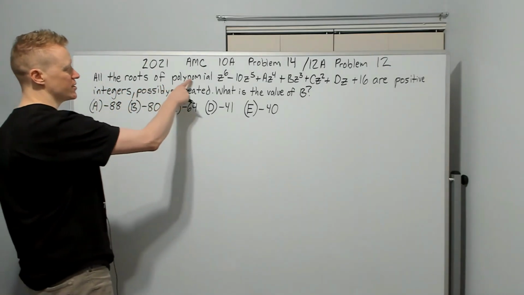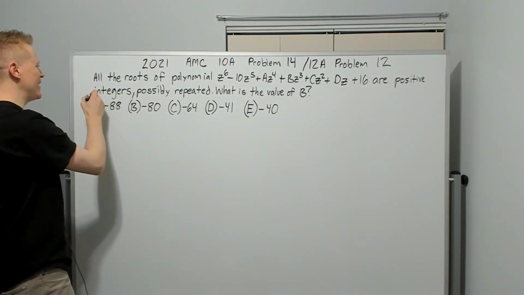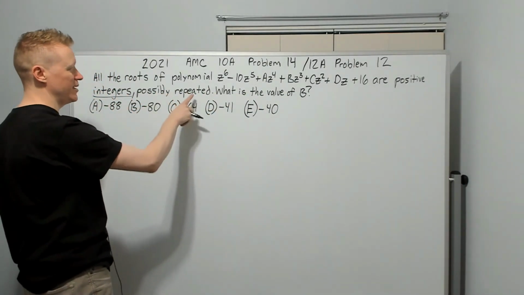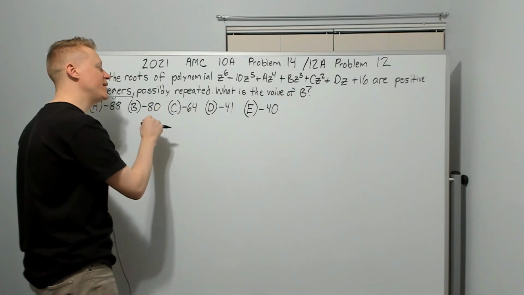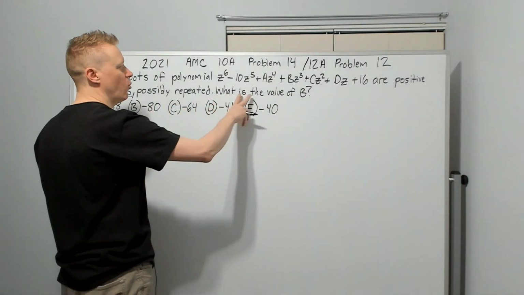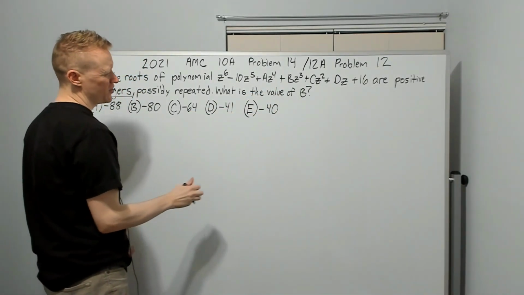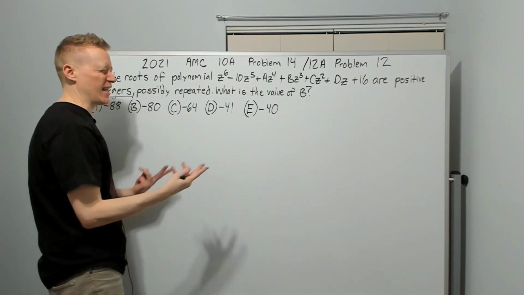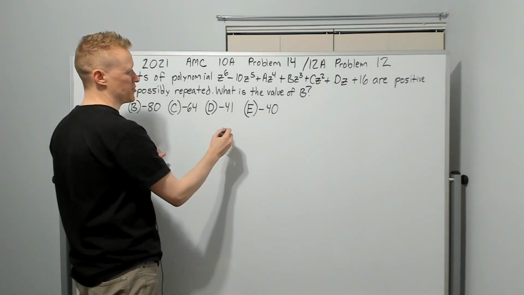All the roots of polynomial, looks like this, are positive integers, possibly repeated, possibly, right? We know what that means, definitely repeated, most likely. What is the value of b, this coefficient right here? Now the first thing is I don't like z, I don't like s either. I usually change those variables to x most of the time. So that's what I'm going to do here.